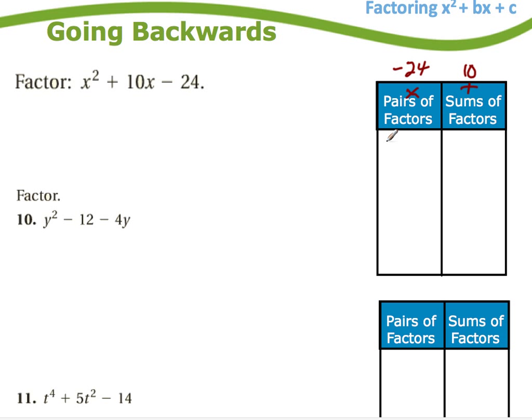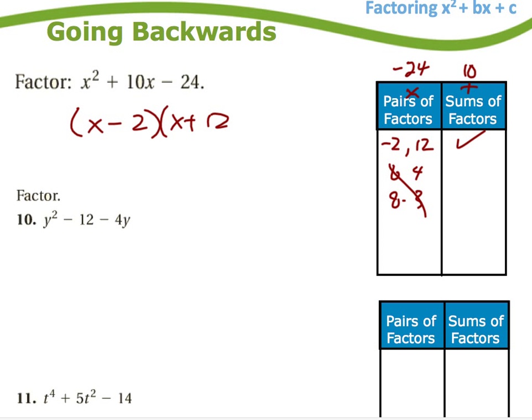So maybe minus 2 and positive 12. That'll give me minus 24. If I add those two, that gives me 10. Hey, I get it right off. I could have used 6 and 4, 8 and 3, and some other numbers, but it's nice when you get the right numbers right off the bat. Okay, x minus 2, x plus 12.